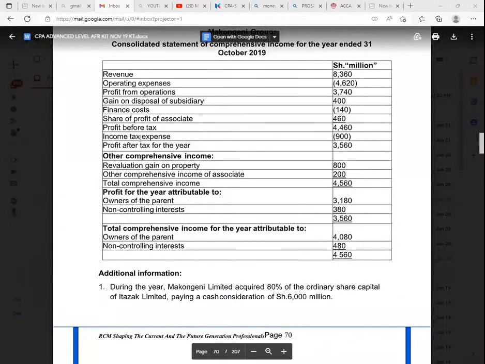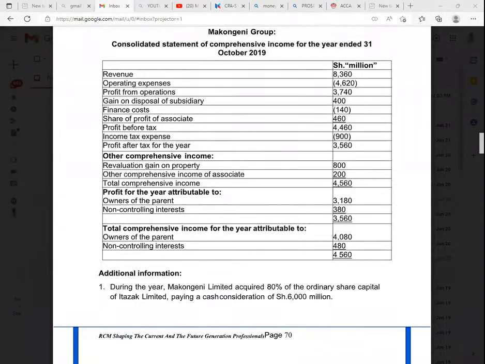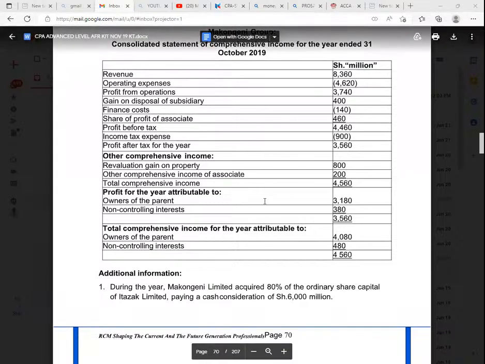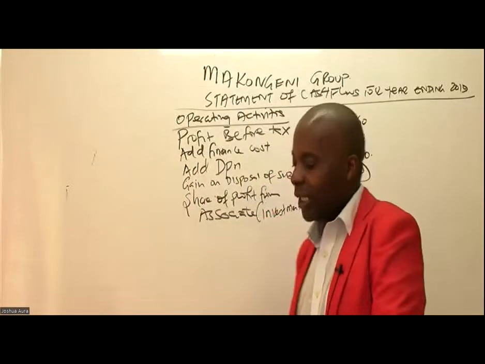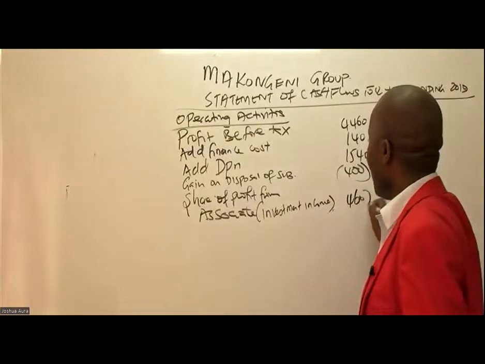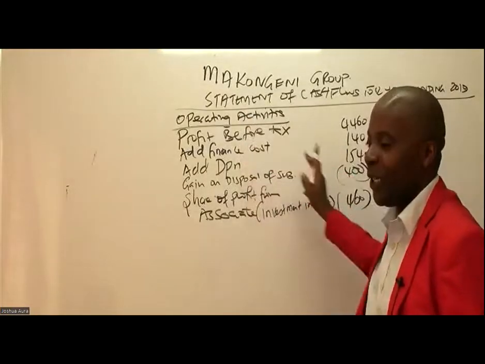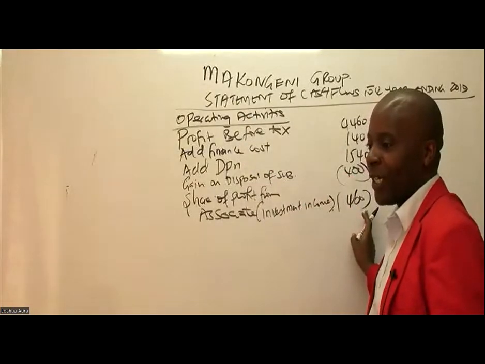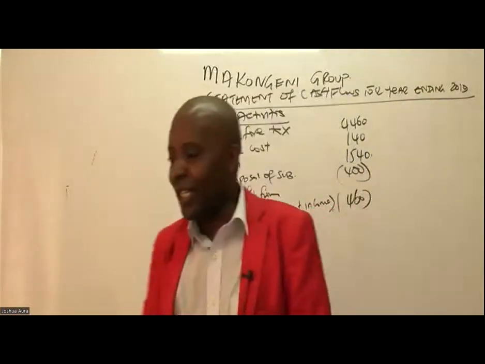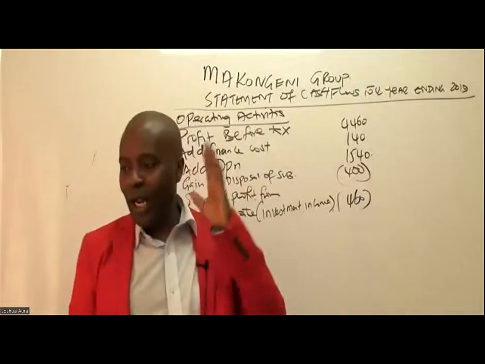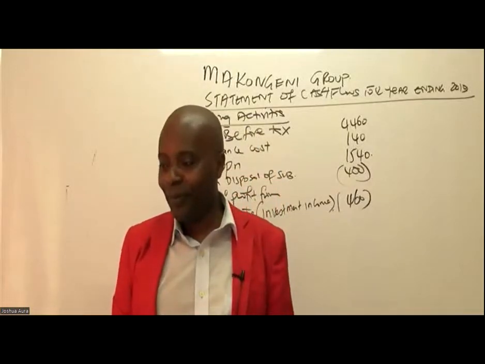So how much do we have here? In this case, we have a share of profit of 460, if I'm not wrong. It is a profit added here, so we need to subtract. Are we together up to here, really?